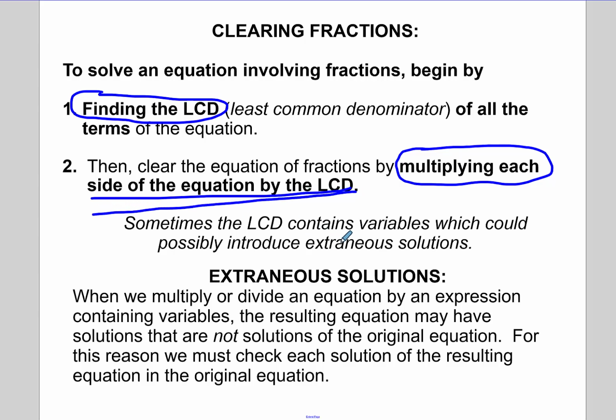One thing you want to look for, though, is that you could introduce extraneous solutions. Whenever you multiply or divide an equation by an expression that contains a variable in it, you just have to be aware of that. The resulting equation may have solutions that aren't solutions to the original equation. And you just want to double check that solution back in the original equation to make sure you haven't introduced some extraneous solutions. So let's give a couple of these a try.